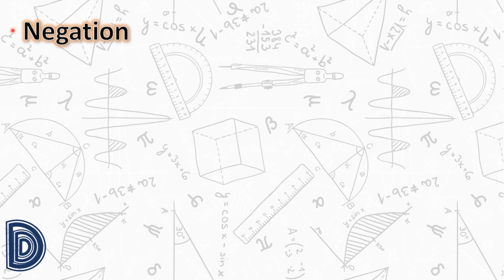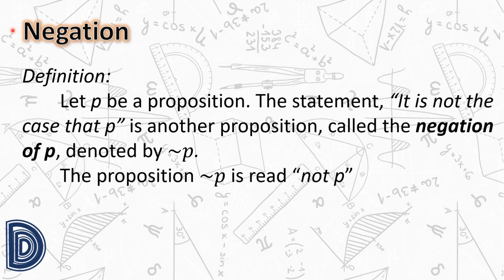We have the first logical operator, negation. Let P be a proposition. The statement, "It is not the case that P," is another proposition, a compound proposition. This is called the negation of P, denoted by not P, or we use the symbol tilde P. The proposition not P is read as not P. The symbol for the negation is read as not P if the proposition is P. Other references or books use this symbol for not P, or the negation of P.